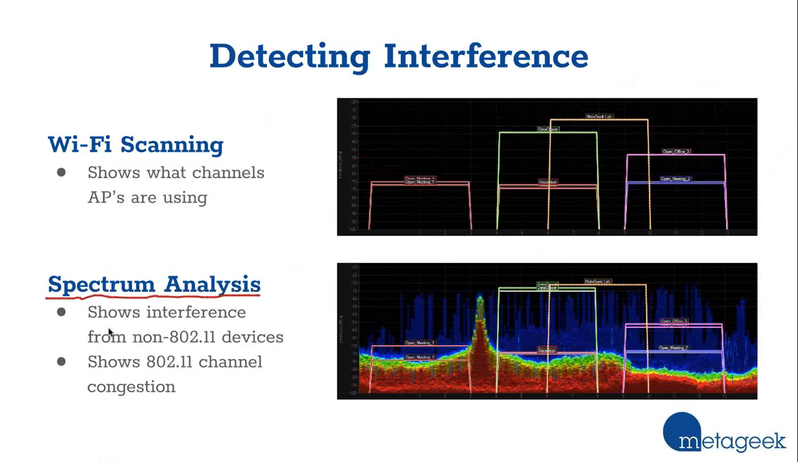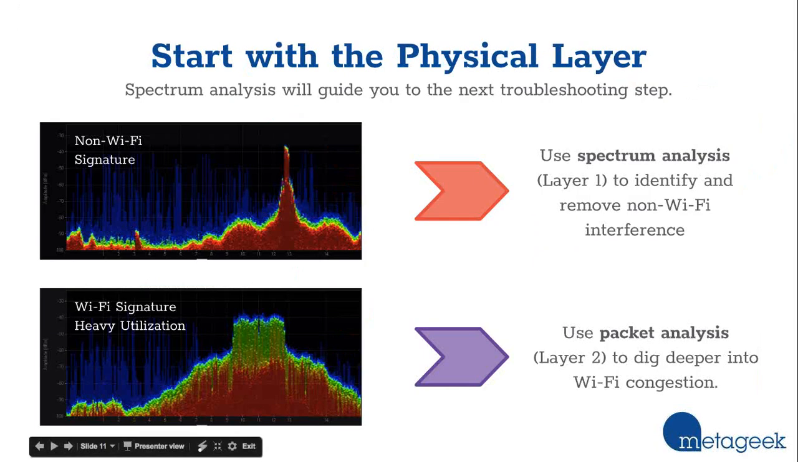So the two big things that we get from this is we get to see interference from non-802.11 devices. That means non-Wi-Fi devices. We can see those devices, and we can use this to identify them and go track them down and get rid of them so that they don't interfere with our wireless networks. It also shows us 802.11 channel congestion. So if we see a bunch of congestion on a Wi-Fi channel, then we know, oh, that channel is being used maybe 40% of the time. That means there's only 60% of the channel left available for Wi-Fi devices to use. That could cause a performance problem. And so that's what we get to see with a spectrum analyzer.